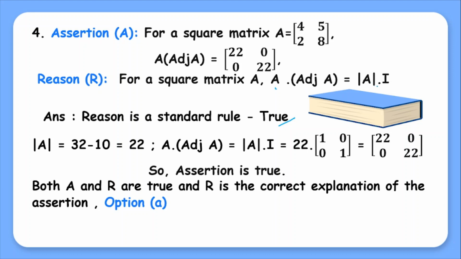The assertion is using this reason. This formula it is using. So assertion and reason both are true, and R is the correct explanation of the assertion. So we go for option A.